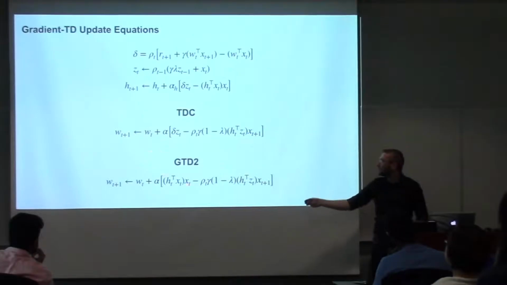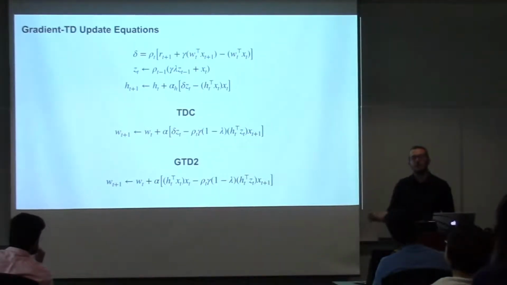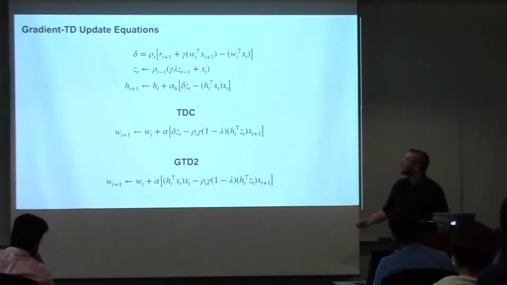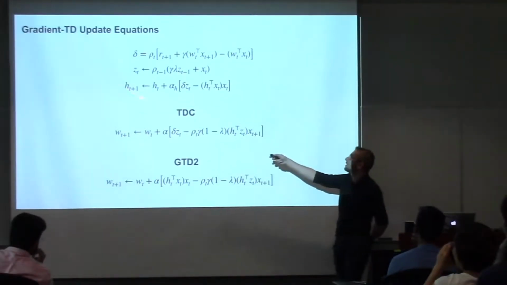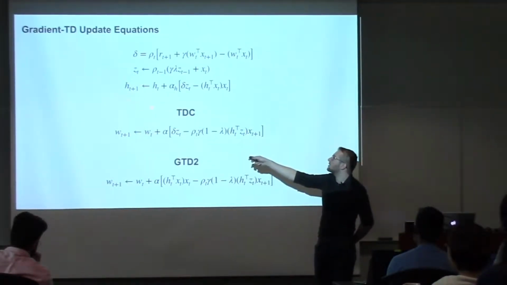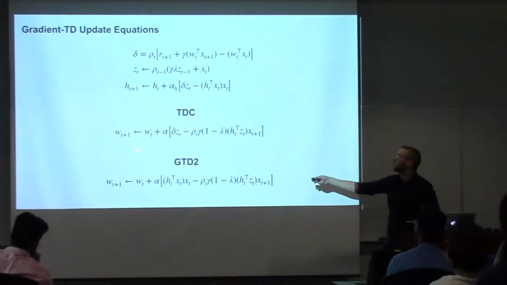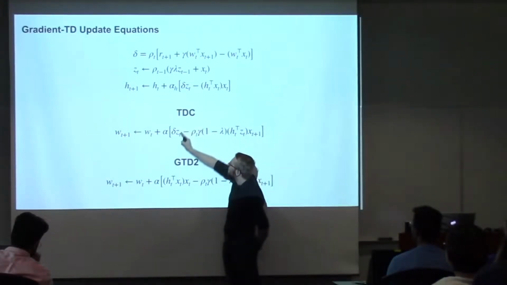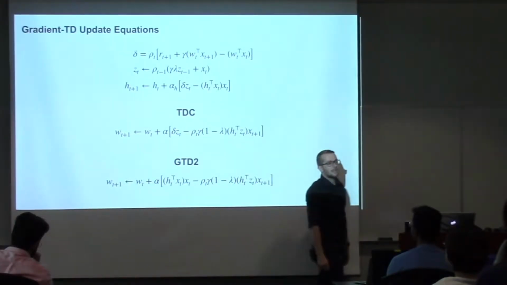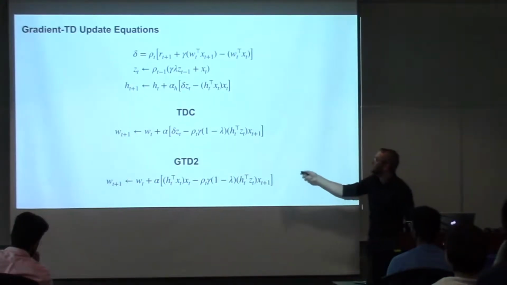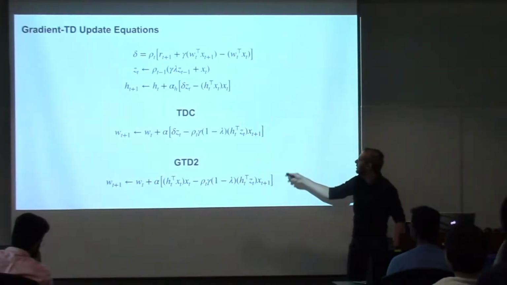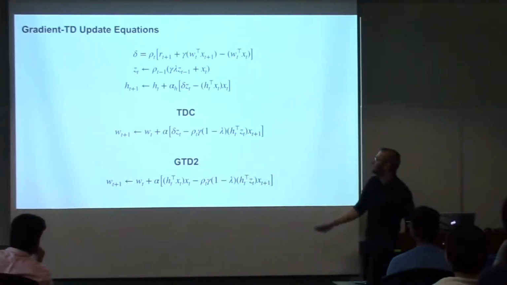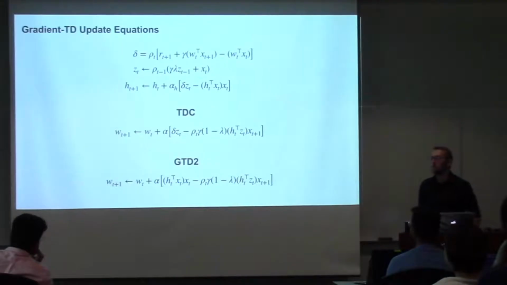GTD2 has this update for its primary set of weights. I say primary set because both of these are two timescale methods, meaning that they maintain two sets of weights. You have some hidden weights, H, and primary weights, W. Notice that TDC, if you ignore all of this and just look at this part, is exactly the same as TD0. We just add some gradient correction term here, and that's the same gradient correction term in GTD2, but that part of the learning rule has changed.